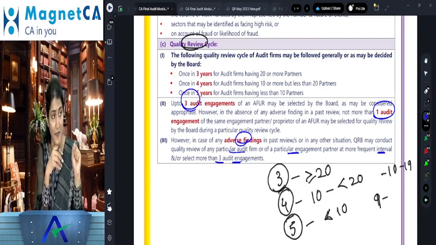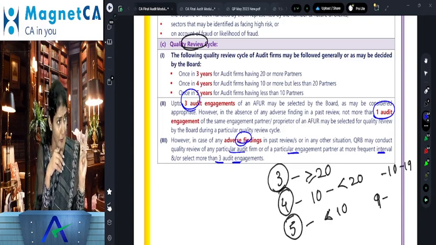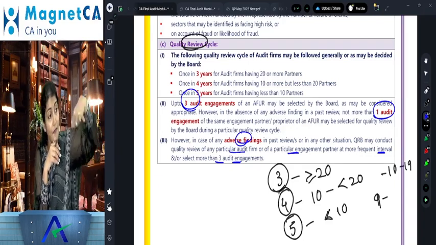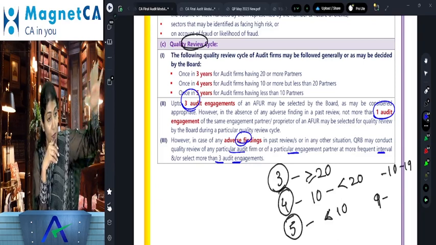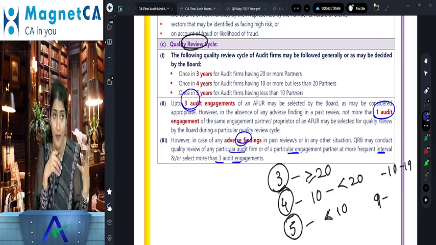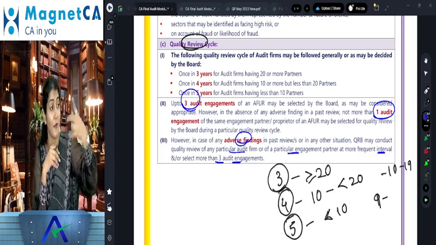Then once a firm is selected, what does it say? Maximum 3 audits can be accepted. Then after 3 audits can be accepted, what does it say? One partner, not more than 1 audit. But if in the previous quality review there have been adverse findings, then can they select more than 3? Yes. Can they select more than 1 of a single partner?